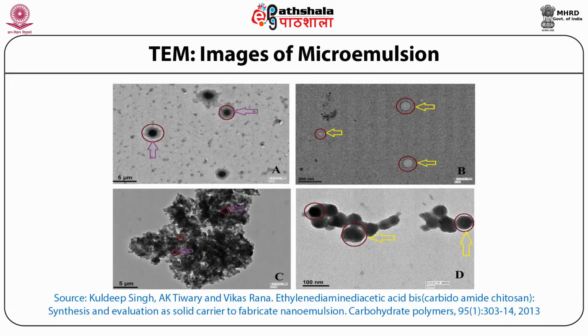These are the different TEM images which are obtained when a solid self-emulsifying drug delivery system is reconstituted in water, and TEM images were taken. You can see circular, spherical structure-like materials as observed in image A, image B and image D, whereas a clogging of a solid carrier is observed in image C.